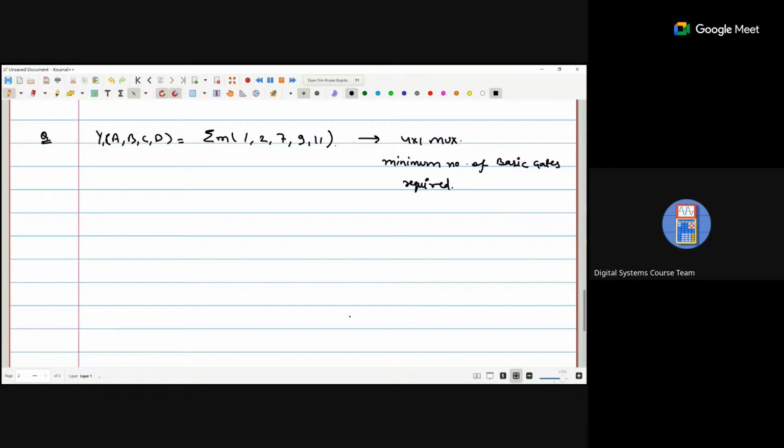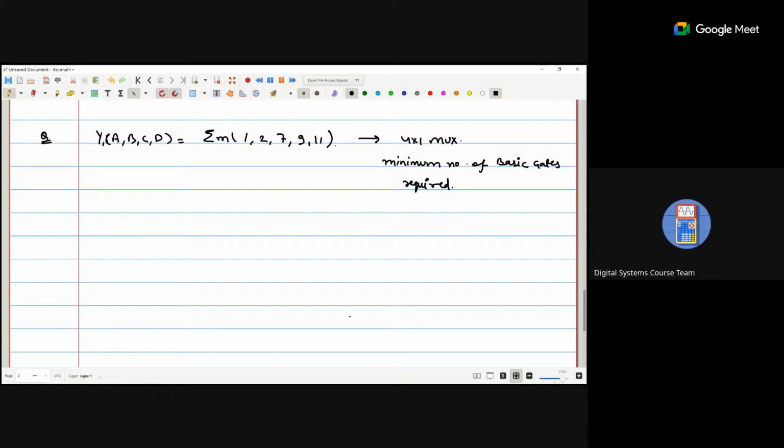Yes, sir, it is done. Okay, so how many gates? 5 gates. Which line are you considering as the select line? I have considered A and B. Okay, A and B you are considering.